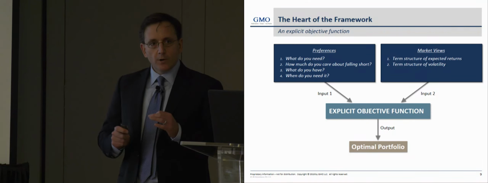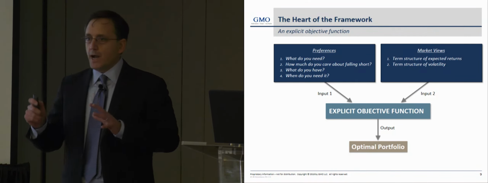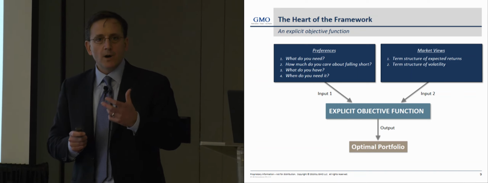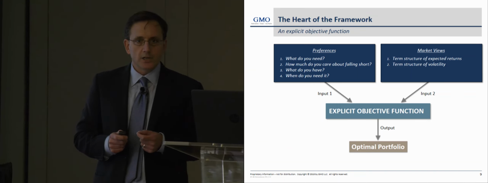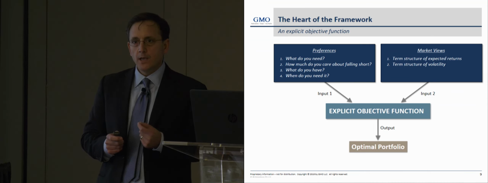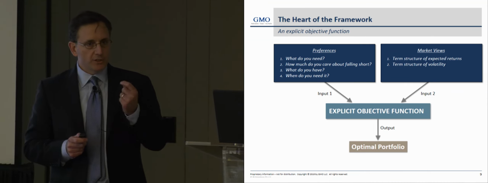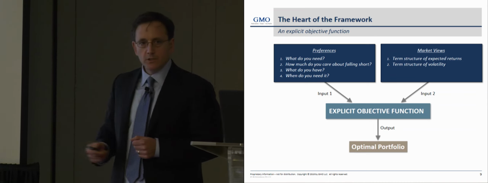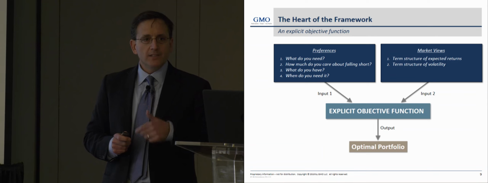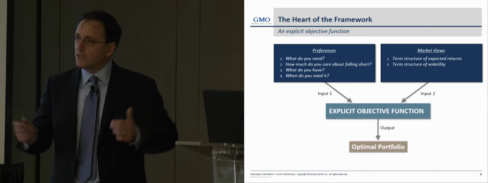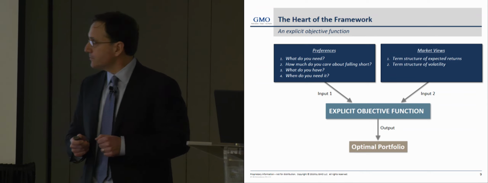The heart of the framework, so once we combine these conceptual ideas, what we're able to do is come up with an explicit objective function. This explicit objective function is really the heart of the framework. And the reason why it's useful is because when we optimize this function, out comes an optimal portfolio. This is the portfolio that we would own. This is how we actually construct a glide path, for example.